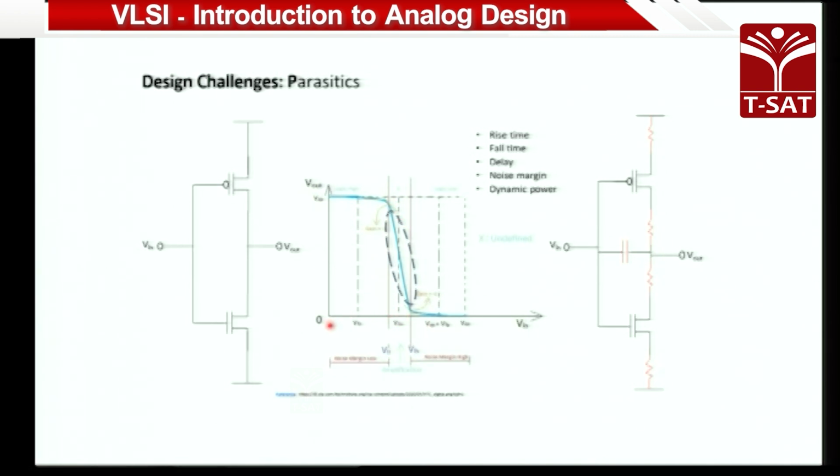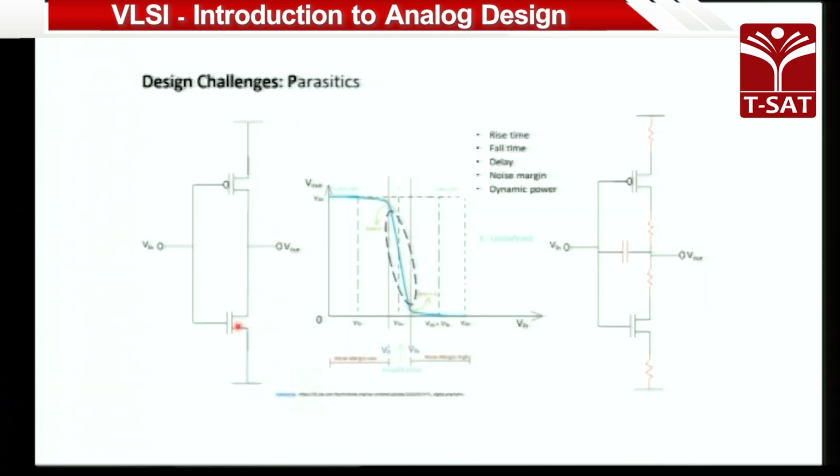This is V in and this is V out. The X axis is V in, the Y axis is V out. This is the region where both devices are operating in saturation. Now, saturation is again something we need to understand: what is the saturation margin, what is the saturation region, and what are the other regions in which the devices will work. There are some requirements for that.